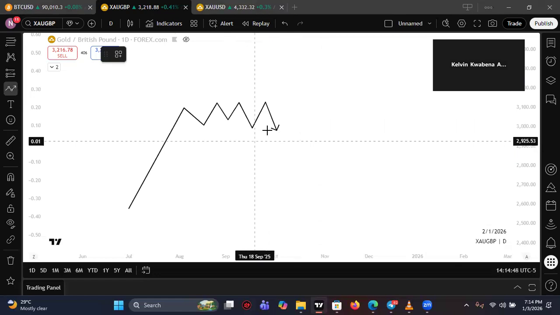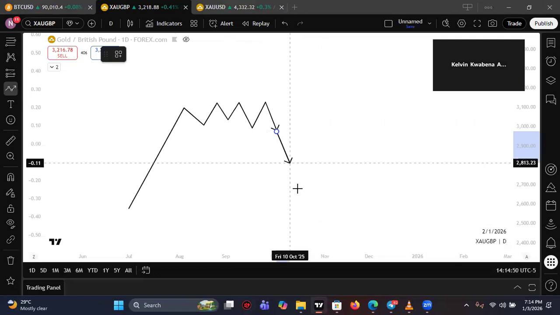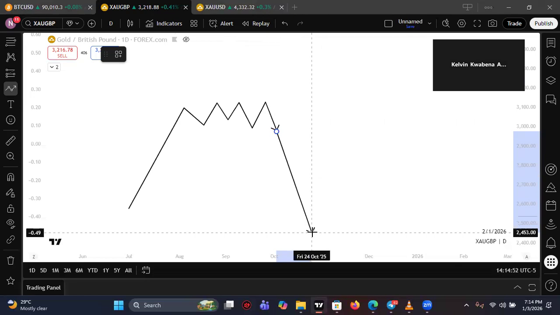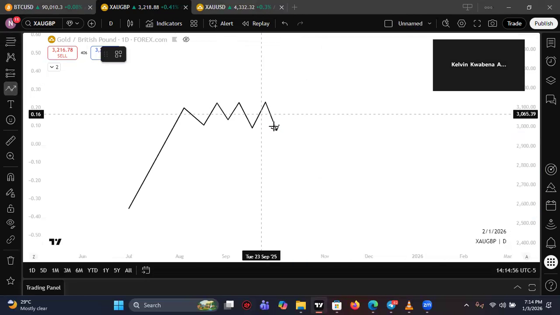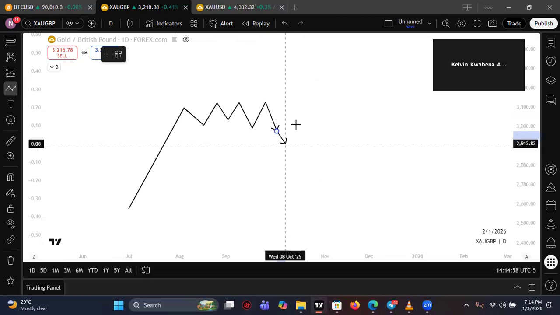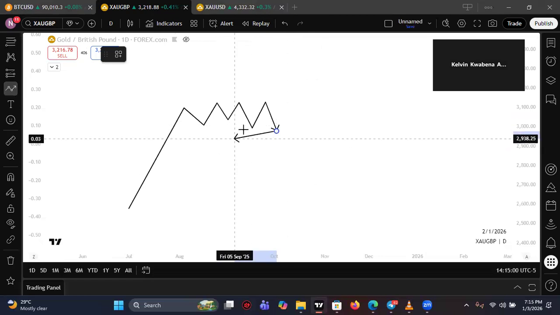So from consolidation, we do not expect reversal. Reversal is when the market changes trend, right? So in a situation where you have a consolidation and then the market retraces, then you should know that that is a trick, that is a manipulation.